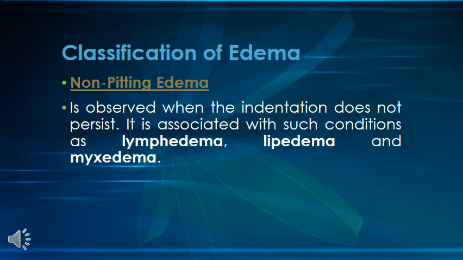Okay, so there are a few examples like lymphedema, lipedema, myxedema. These are two important types or classifications of edema: pitting edema and non-pitting edema. In pitting edema, the indentation persists, but in non-pitting edema, the indentation does not persist. Okay, so these are actually important things.